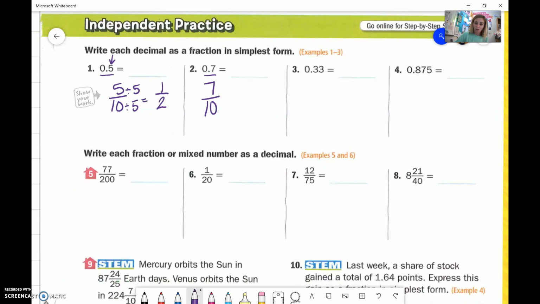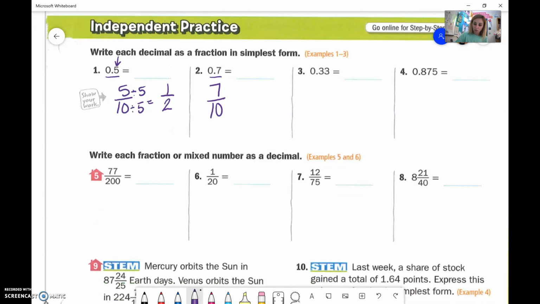Okay, next one, 33 hundredths. So I'm going to write 33 hundredths. Do they have a common factor? Nope, they sure don't. So that's in simplest form. That's done. The next one, 875 thousandths.